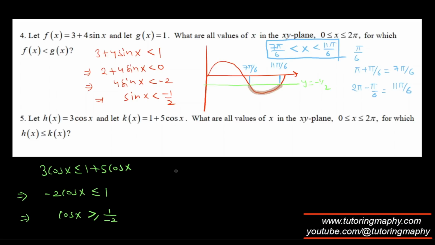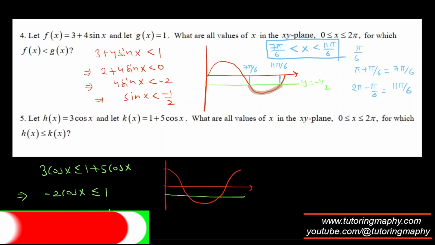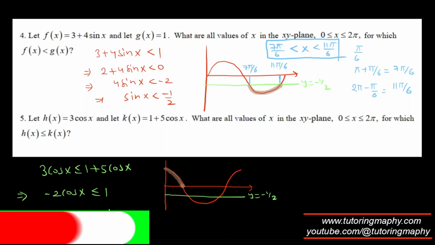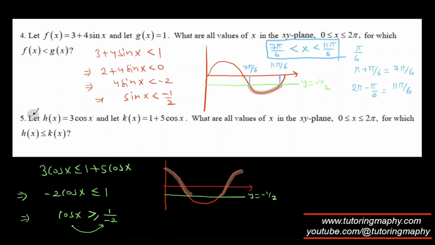Now, the graph of cos x looks something like this, and negative 1 over 2 is somewhere over here. And I want the cos, which is the red one, to be greater than negative 1 over 2, which is the green one. So it is greater, obviously, in this region. Okay, we need to figure out these values. So cos is negative in quadrant 2 and 3. And the reference angle for 1 over 2 is, I think, pi over 3.